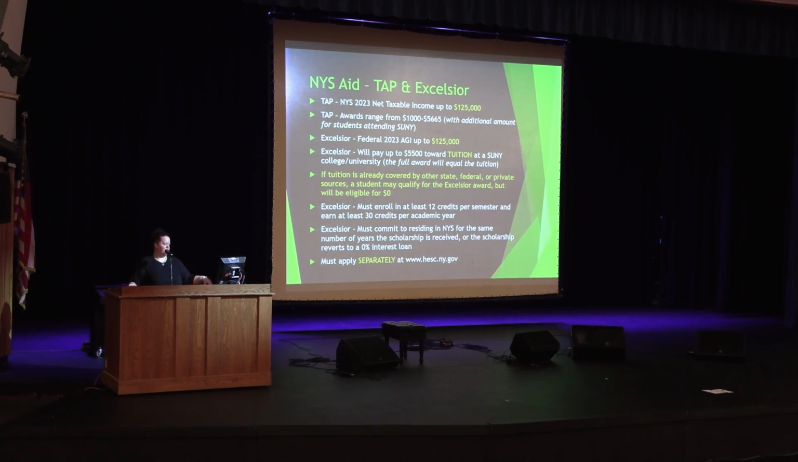The TAP goes by the New York State net taxable income. Excelsior goes by the federal adjusted gross income, up to $125,000.